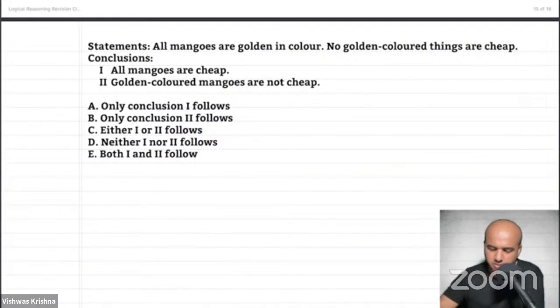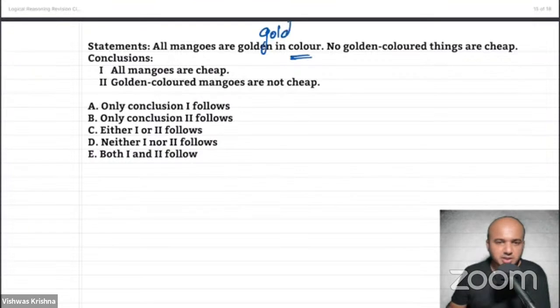Okay. They are talking about mangoes. Mangoes are golden in color, they say. No golden colored things are cheap. Fine. All mangoes are golden in color. So they're talking about color here. So we'll consider this as gold color.